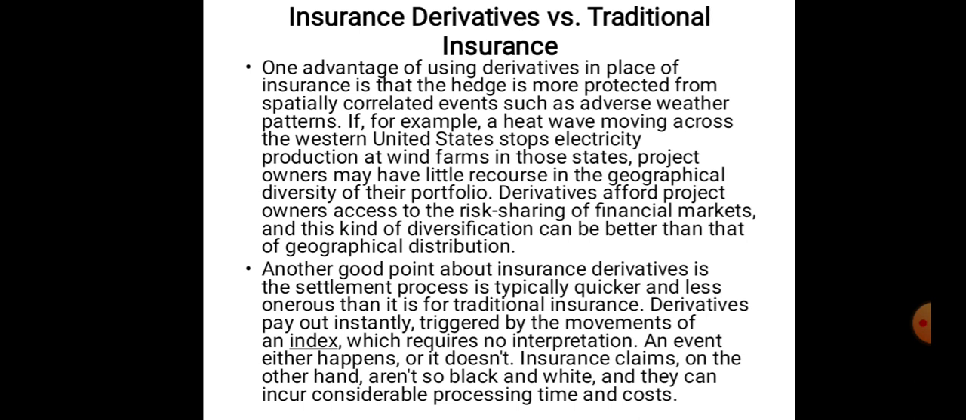Derivatives pay out instantly, triggered by the movements of an index, which requires no interpretation. With derivatives we can automatically know how the fluctuations or oscillations will take place, right? Based on that, the judgment will be made. An event either happens or it doesn't. Insurance claims, on the other hand, aren't so black and white, and they can incur considerable processing time and costs.